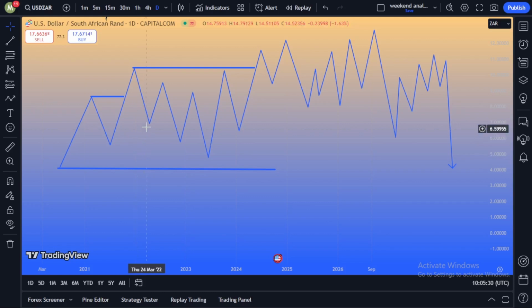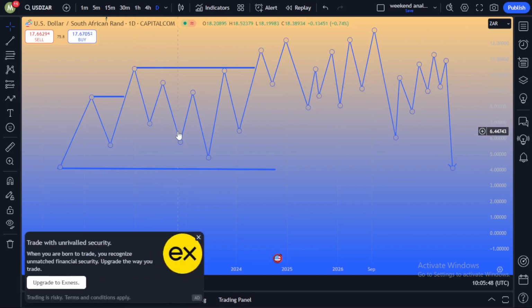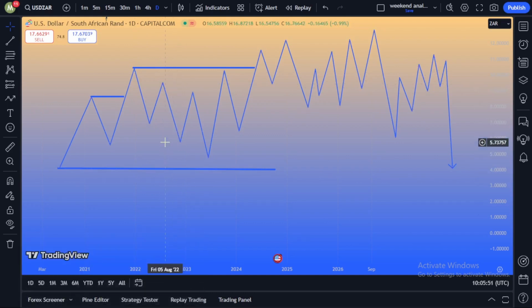I would actually want to see whether this was going to break this, but as you can see, price came back up and failed to actually break this. And this became what, a lower high, not a higher high, because this is lower than this high. This became a lower high and this became a lower low.